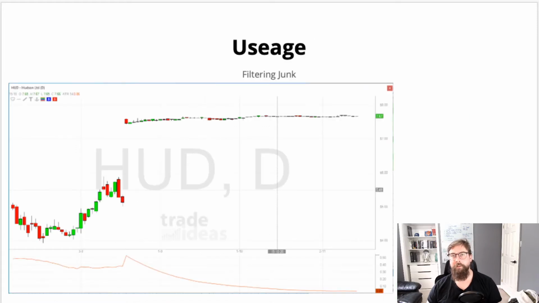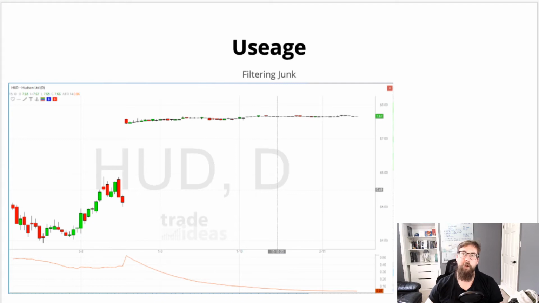First one is filtering junk, right? So I put up HUD here. It's essentially just a security that's been bought out, and the average true range right now is 3 cents a day. So it's a quick way to say, listen, I'm not really interested in trading stocks that move, maybe $100 a day, right? Maybe you're someone who doesn't want those crazy moves.